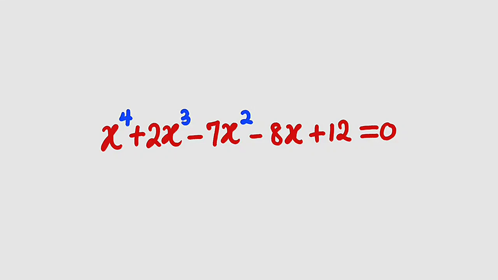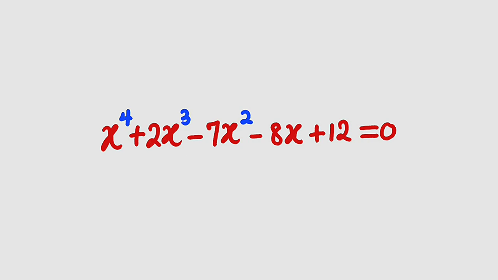Hello, good day viewers. In this tutorial we are going to find a solution to this quartic equation: x to the power of 4 plus 2x to the third power minus 7x squared minus 8x plus 12 equal to 0. But the objective of this tutorial is to learn how to factorize by grouping.